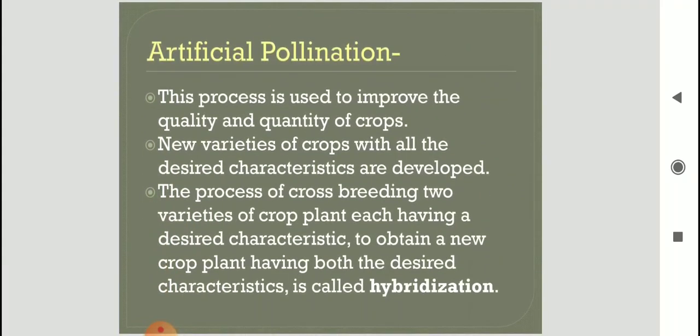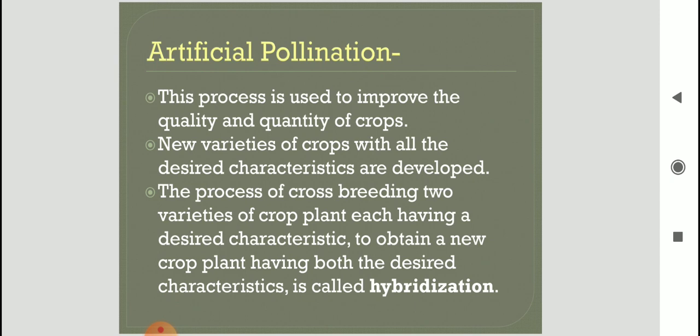Now children, when we understood the concept of pollination, then the method can be applied artificially, where we can select the two plants with the desired qualities. Okay, so in order to improve the quality and quantity of crops, we can use artificial pollination. Okay, means the pollination that will be induced by us. Human intervention is there. We can select the two plant varieties that we want to cross pollinate, so that the new plant that is obtained has the desired characteristics of both the plants, and the new plant that is obtained is called a hybrid.